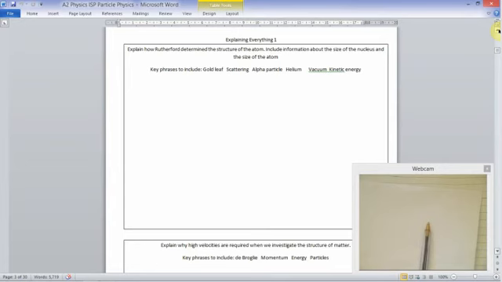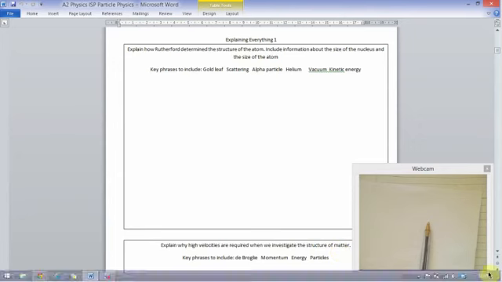It was done in a vacuum to prevent collisions with any other atoms that could have had an effect on the path of the alpha particles as they went through. Okay, so that's the main thing you should have been talking about. You might want to tie in some of the observations and conclusions.